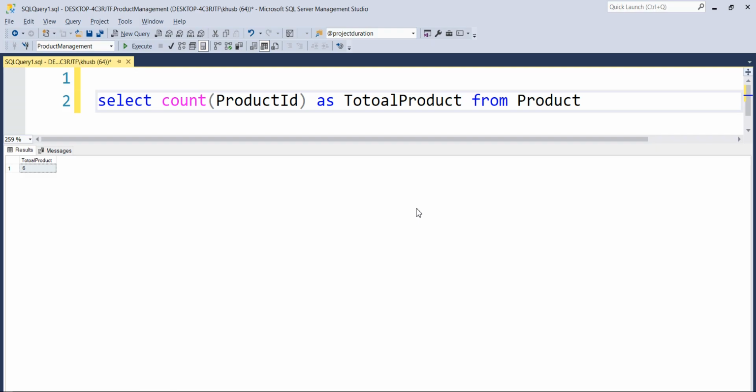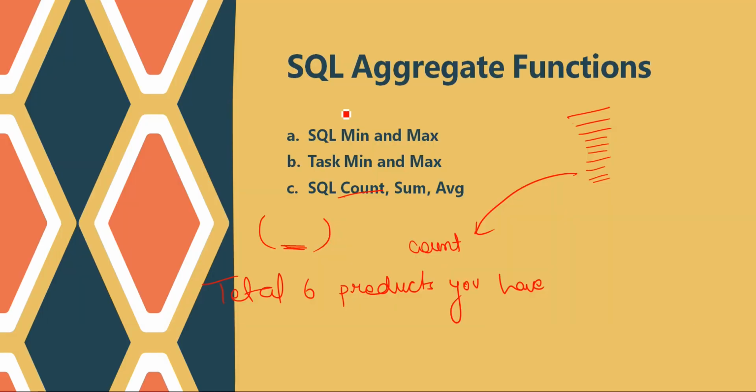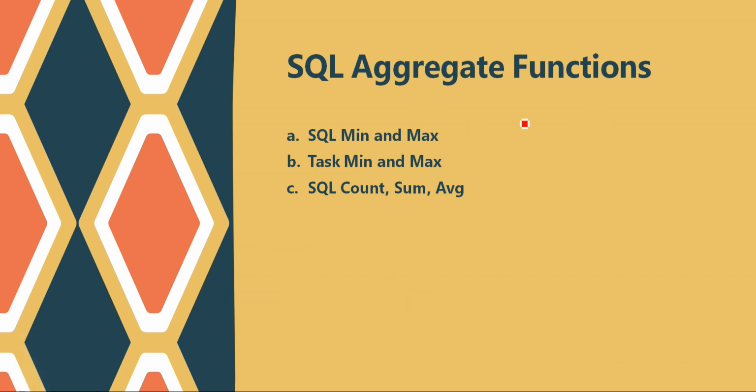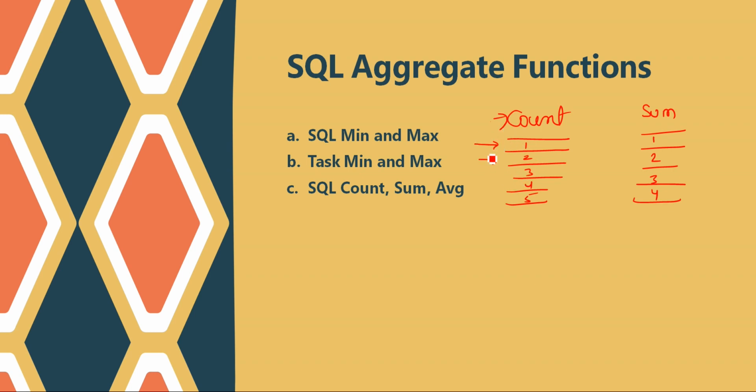Now the next one, sum. Count and sum are basically different. In case of count, it is going to count the rows one by one. But in case of sum, it is going to add the values. Let's say we have 1, 2, 3, 4, 5, and in this sum one we have 2, 3, 4. So in the case of count, it is going to return the count value. So we have 1, 2, 3, 4, 5, 6, so it is going to return 6.